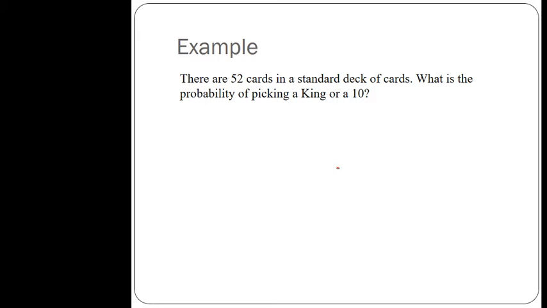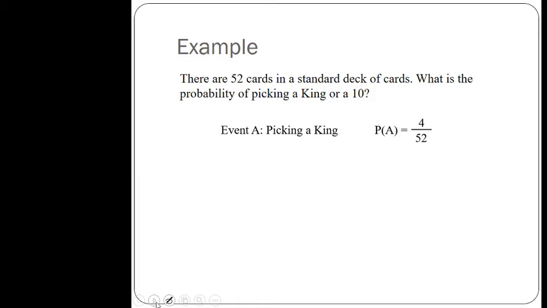Okay, so now what's the probability of picking a king or a 10? So I first decide, is this really a mutually exclusive event? In a single trial, meaning in a single pull of a card, could I draw both a king and a 10? The answer, of course, is no. You either can pull a king or you can pull a 10, but you can't pull them both in one trial. So it certainly is mutually exclusive.